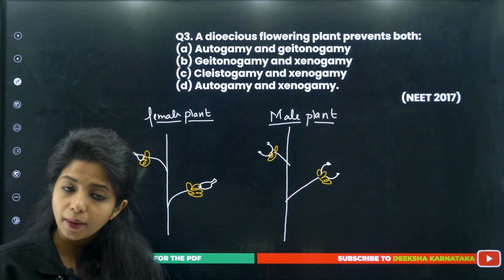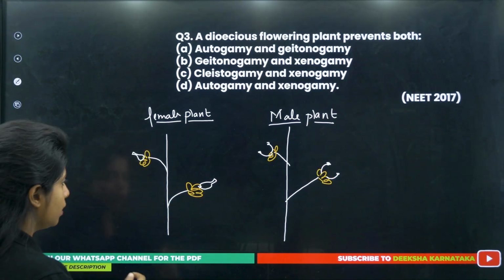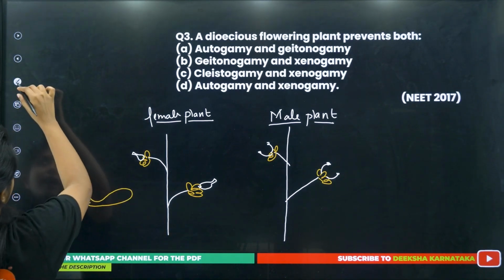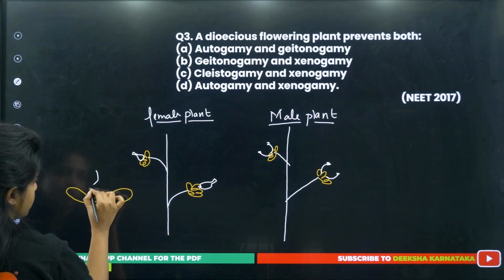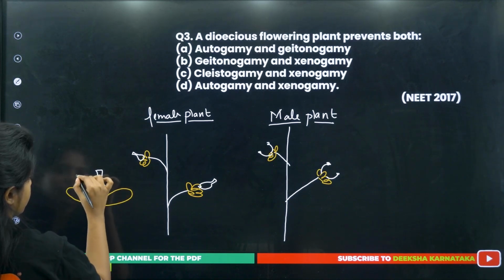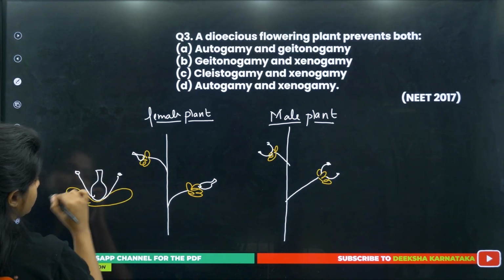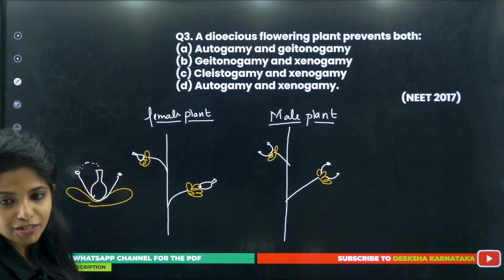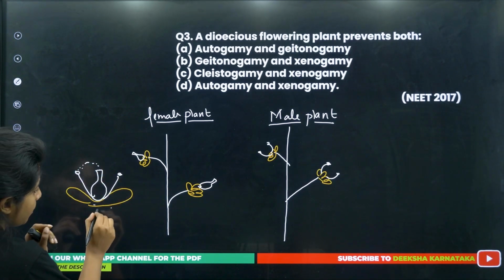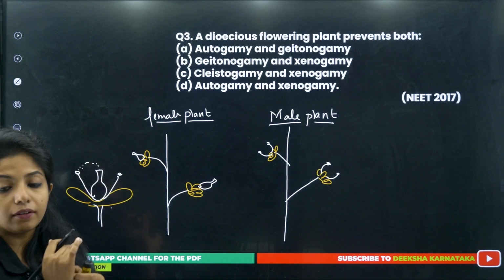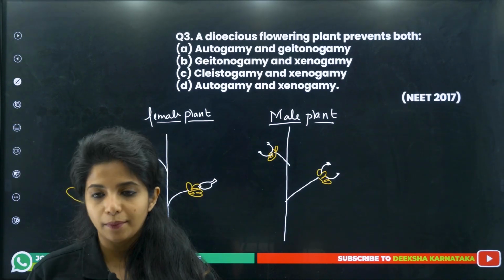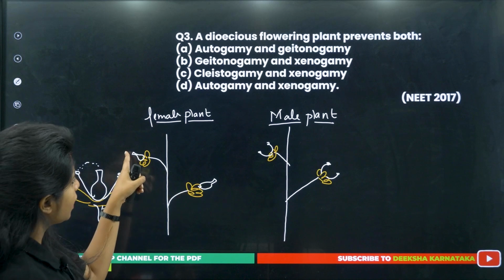Do they prevent autogamy? What do you mean by autogamy? Autogamy is when I have a flower and there is the pistil over here, there is the anther over here, and the anther will give pollen grains. The pollen grains will land on the stigma over here. So in the same plant, you are getting both the male and the female reproductive system. Okay, they are going to fuse. This is known as autogamy. So in these types of plants, can they do autogamy?